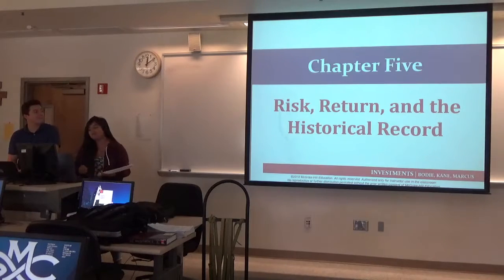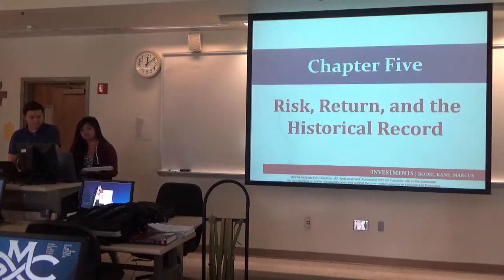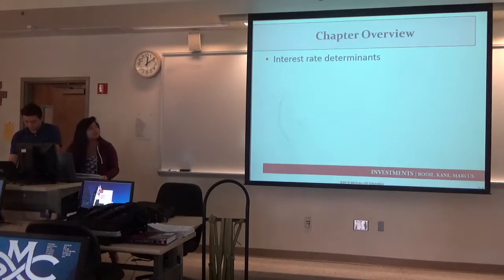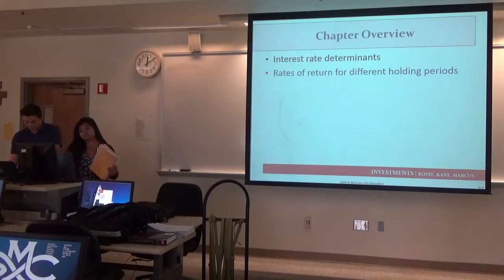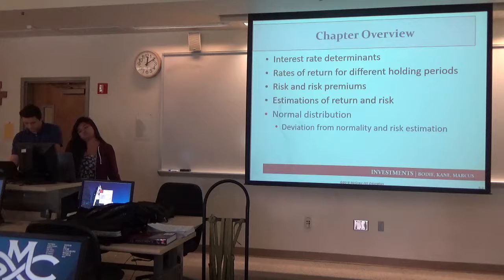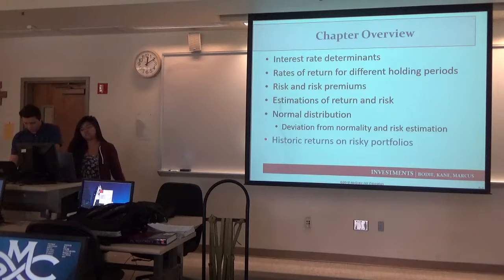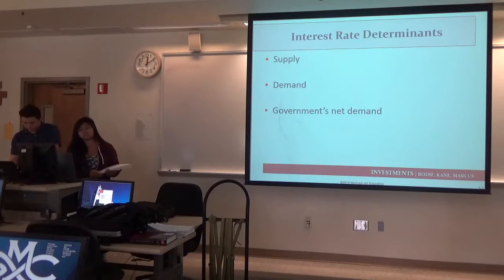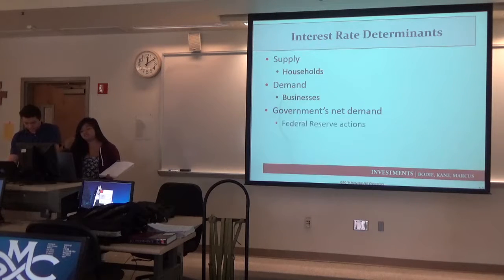So we're group number 5, and we have chapter 5, which is risk, return, and the historical record. Today we're going to be talking about interest rate determinants, rates of return for different holding periods, risk and risk premiums, estimations of risk and return, normal distribution, deviation from normality, and risk estimation, historic returns on risky portfolios. So some of the interest rate determinants: for supply would be households, for demand would be businesses, and for government net demand would be Federal Reserve actions.